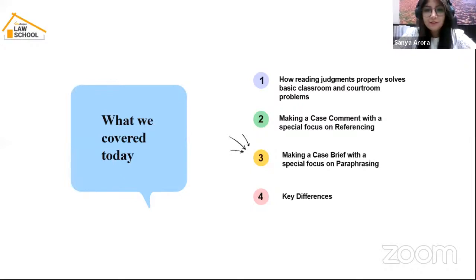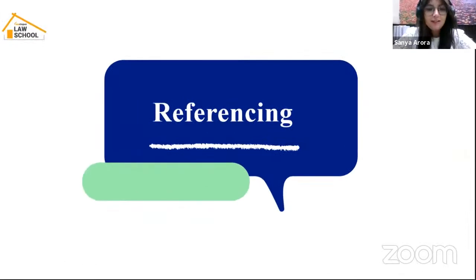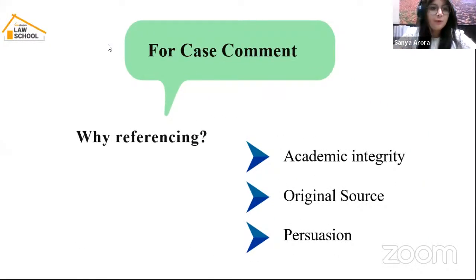Now we covered all of this today: how reading judgment properly solves basic classroom and courtroom problems, making a case comment with special focus on referencing, case brief with focus on paraphrasing, and we are going to talk about the key differences in this particular presentation. Some points about referencing are going to be covered by Varshika. Over to you, Varshika.